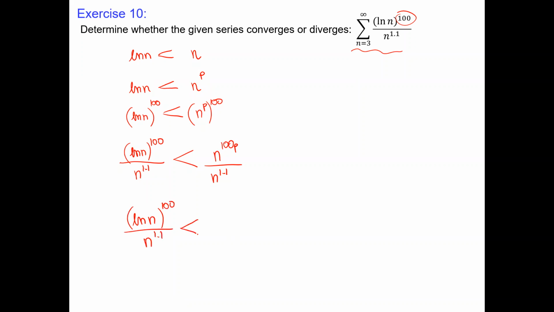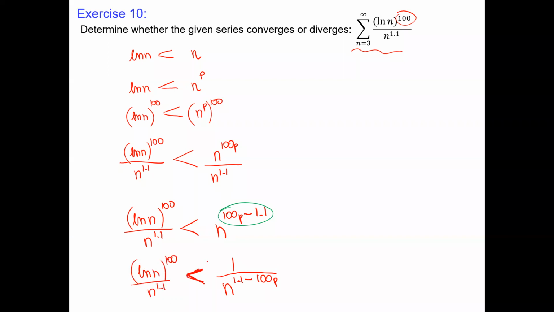Now let's work on this side. When we have n and n and we are dividing, we can subtract these exponents. Now I can flip it: 1 over n to the power of negative that number, and I can switch the signs. Perfect. It means this fraction on the right-hand side is smaller than our formula.